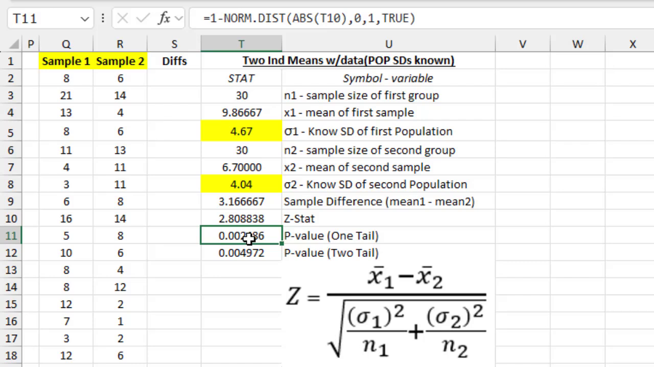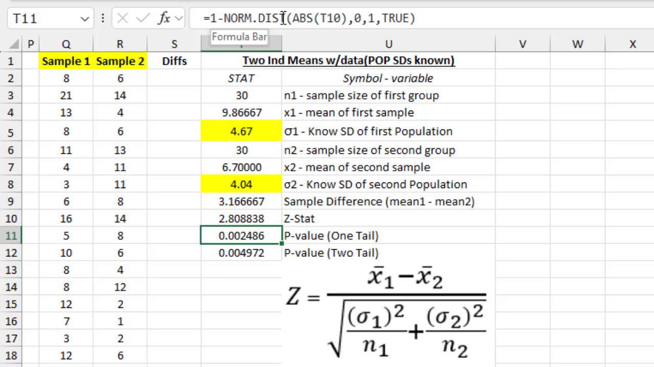Well, the NORM.DIST function is only going to give us the area below it, the area to the left. So that's why we have to do equals 1 minus. We have to take the complement of that. So if we always do equals 1 minus the NORM.DIST, that's always going to give us the area to the right, above whatever z-stat we have.